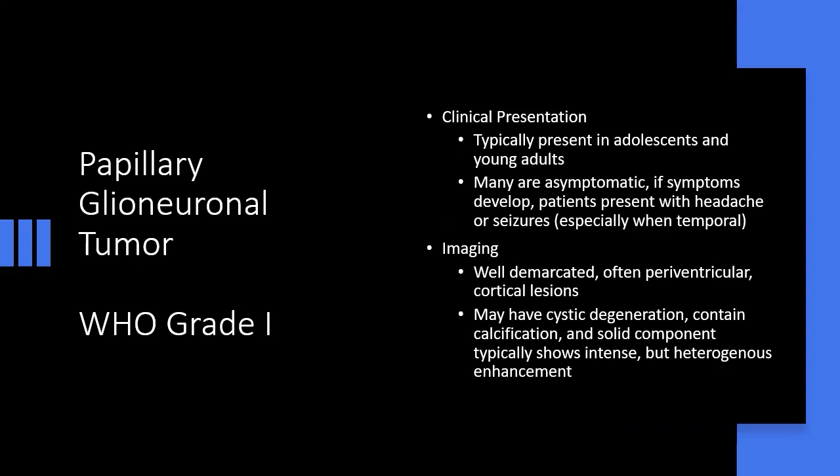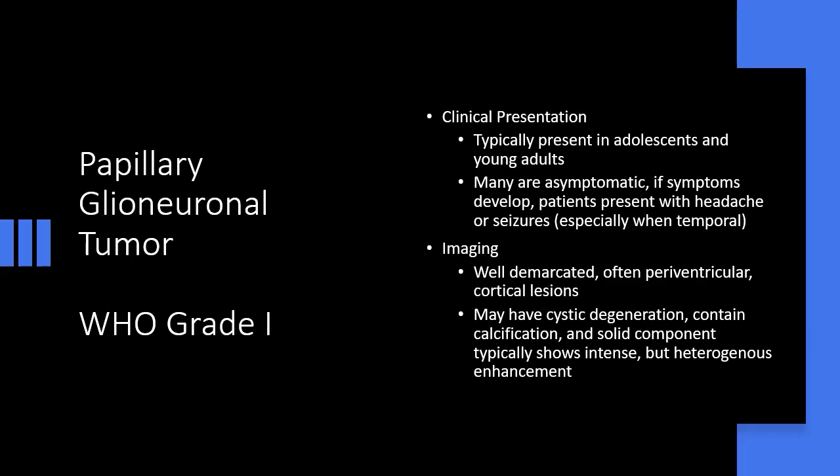Papillary glioneuronal tumors were initially considered a variant of ganglioglioma until 1998 when they were introduced as a distinct entity, being classified as a WHO Grade 1 lesion. They typically present in adolescent patients, however can be seen in young children and the elderly. Most lesions are asymptomatic.